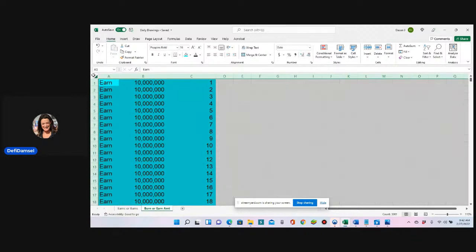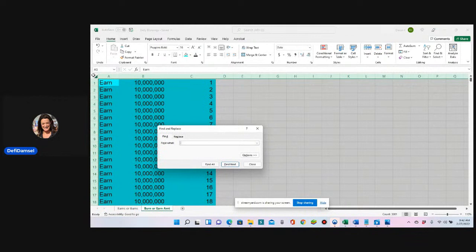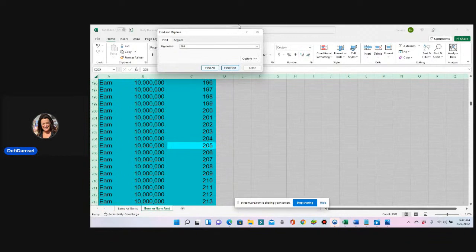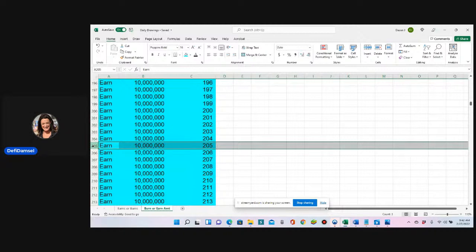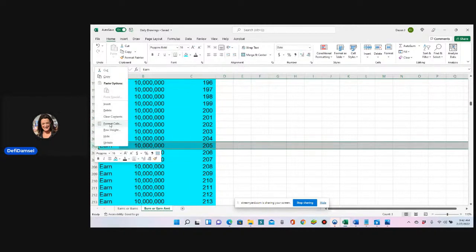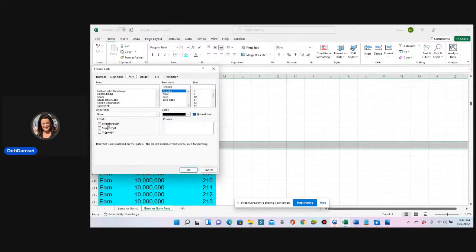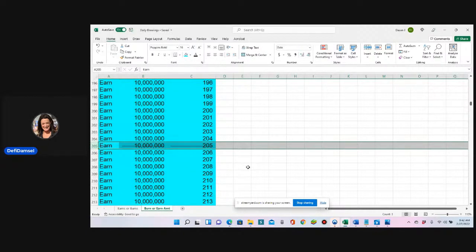Okay, so what we're going to want to do here is come over here and press Control F, which is find, or find and replace, or just find. We're going to use just the find command here, and we're going to search for 205. Okay, so then I'm going to go find next, 205, awesome sauce. And then I'm going to come over here and do a little formatting of cells. Being an accountant for a very long time helped me acquire some Excel skills.